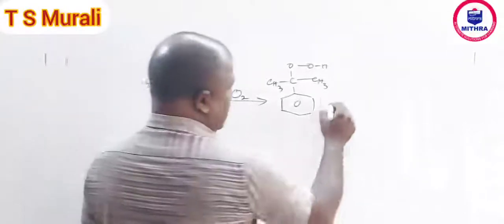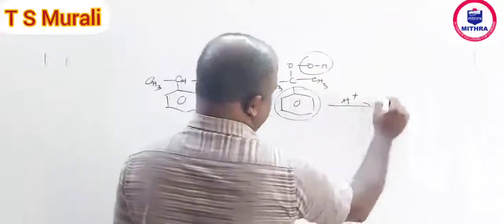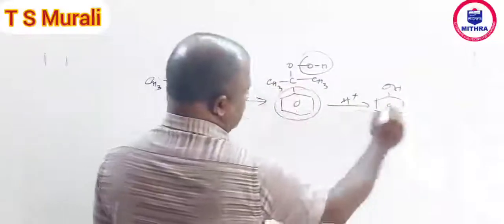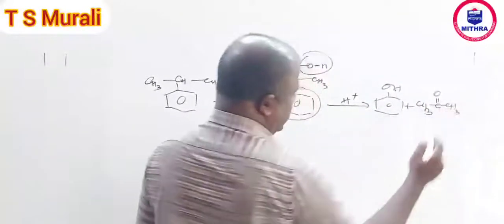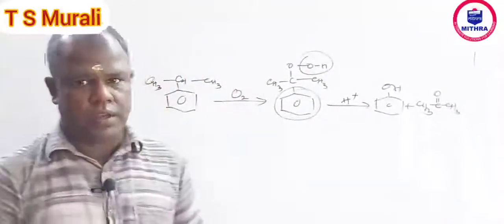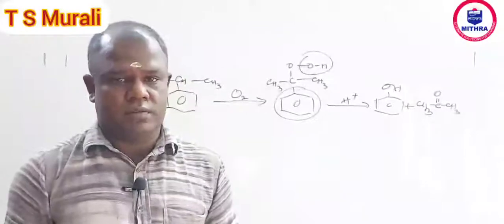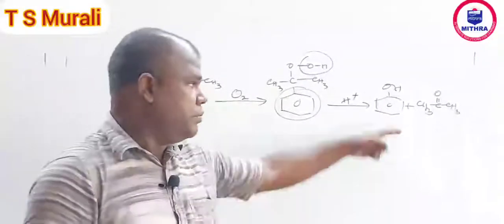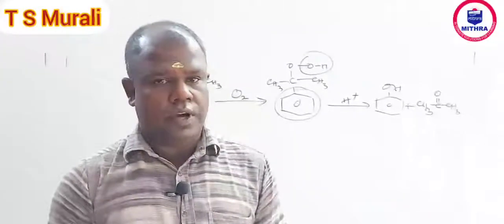This decomposes in the presence of an acid. The OH group and benzene join together to form phenol, and the remaining part is acetone, CH3COCH3. So the byproduct in the manufacture of phenol from cumene is acetone or propanone. So that is question number 3.